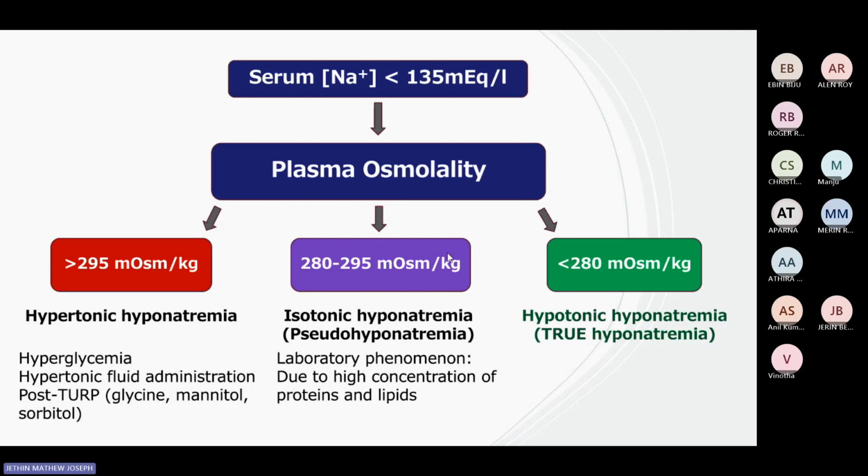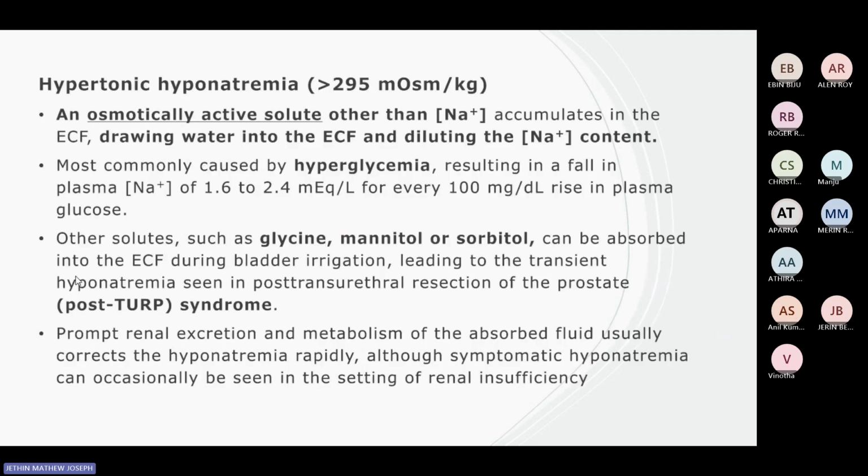So either plasma osmolality can be within the normal range, or it can sometimes be high, which is unexpected. It's contradicting: the patient has hyponatremia, but the patient's osmolality is high. And as expected, plasma osmolality can also be low. So first we'll talk about hyponatremia.